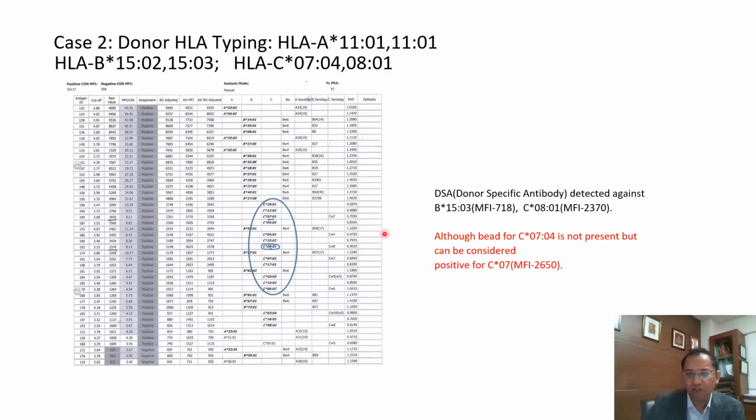So the report that I would like to give is donor specific antibody detected against B1503. You can see that B1503 is here, and it is also positive at an MFI of 718.